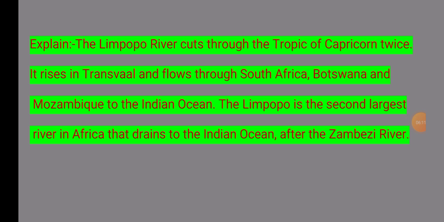It rises in the Transvaal and flows through South Africa, Botswana and Mozambique to the Indian Ocean. The Limpopo is the second largest river of Africa that drains into the Indian Ocean, after the Zambezi river. Next question.